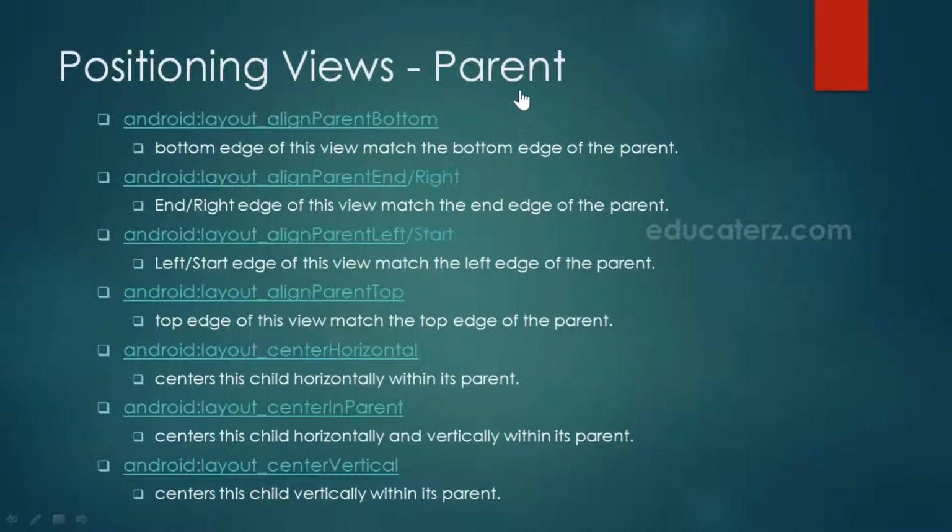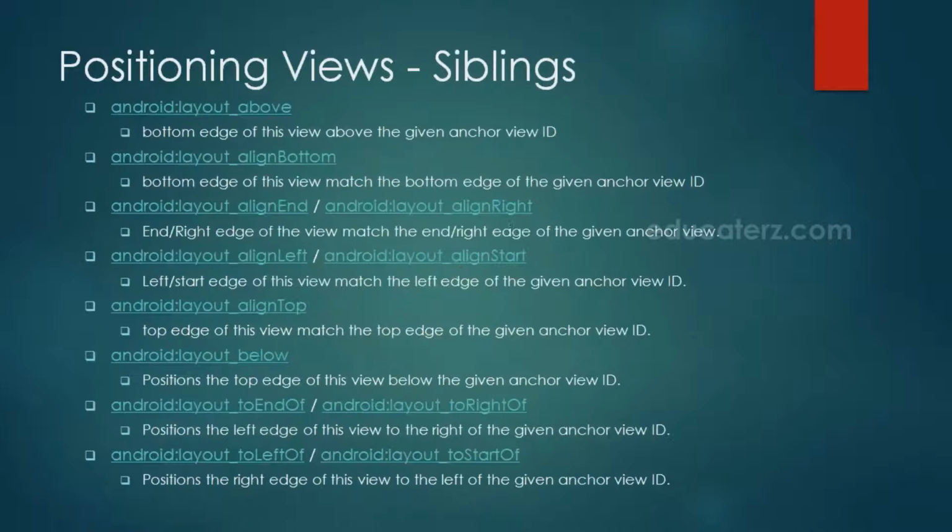What are the attributes available for us? We have a lot of attributes. Layout align parent bottom is going to match the bottom of the view with the bottom of the parent. Align parent end: the end edge of this view will match with the end edge of the parent. The same way align parent left: the start edge or left edge of the view will be matched with the left edge of the parent. Align parent top: the top edge of this view will be matched with the top edge of the parent.